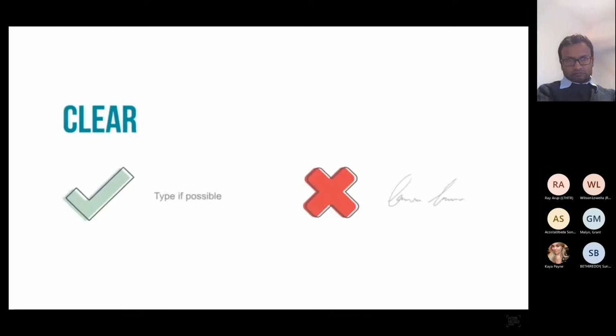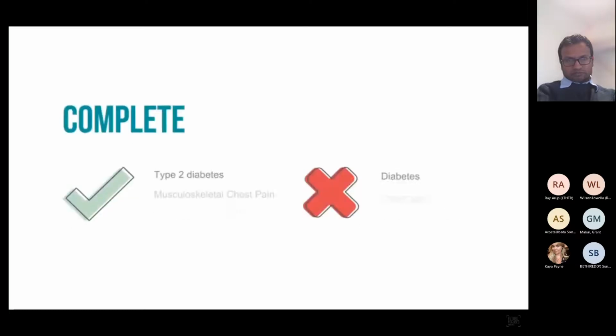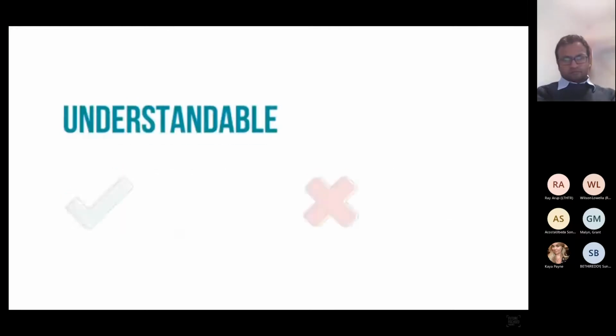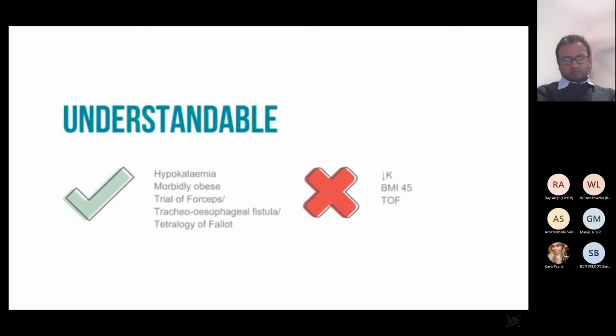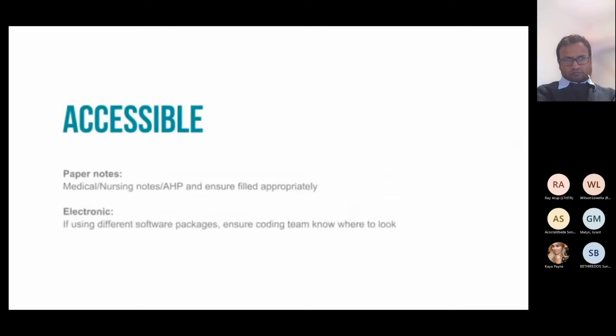Clear. Write clearly and legibly, type if possible. Use appropriate language. Check with your organisation, as some have agreements to accept certain terms. Complete. Ensure all diagnoses and procedures are recorded in detail. Document all relevant comorbidities. Understandable. Abbreviations and shorthand cannot be coded. Coders are not allowed to interpret investigations or numbers. Accessible. Make sure the coding team know where key information is recorded.